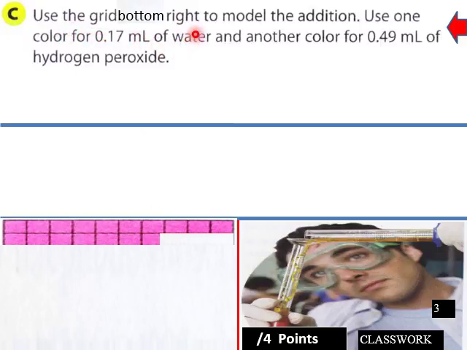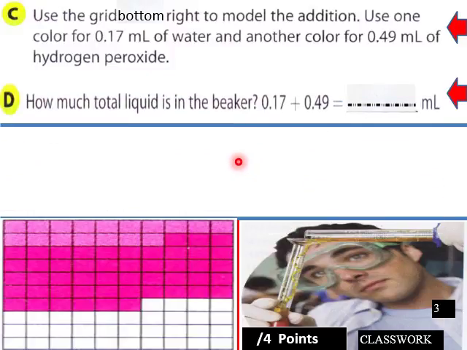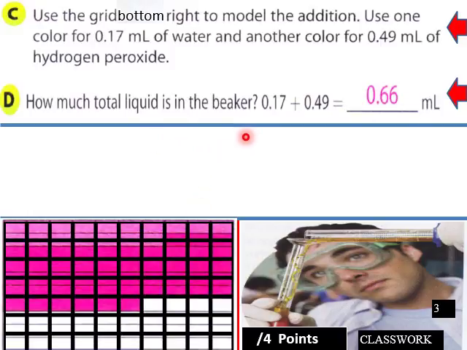Use the grid bottom right to model its addition. Use 0.17 of water and another color for 0.49. So students, you should have this on your classwork sheet. You should have colored pencils actually in your classroom for this, and you should come up with something like this. This represents your addition here of water and hydrogen. How much total liquid is in the beaker? So how much total liquid is here in this beaker? And it'd be 66 here, so we'd have 66 of these things colored in. That's the idea behind it.